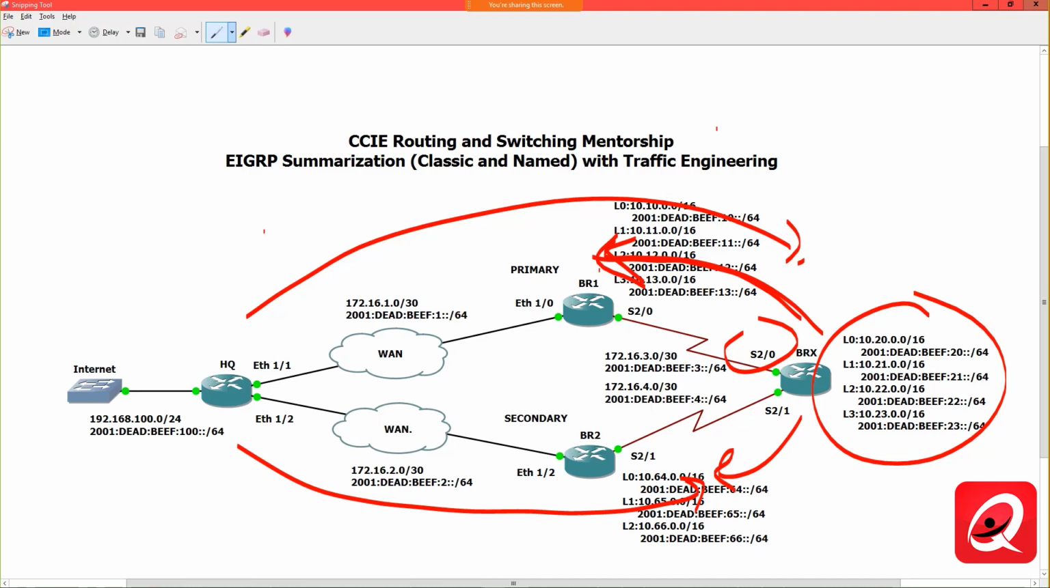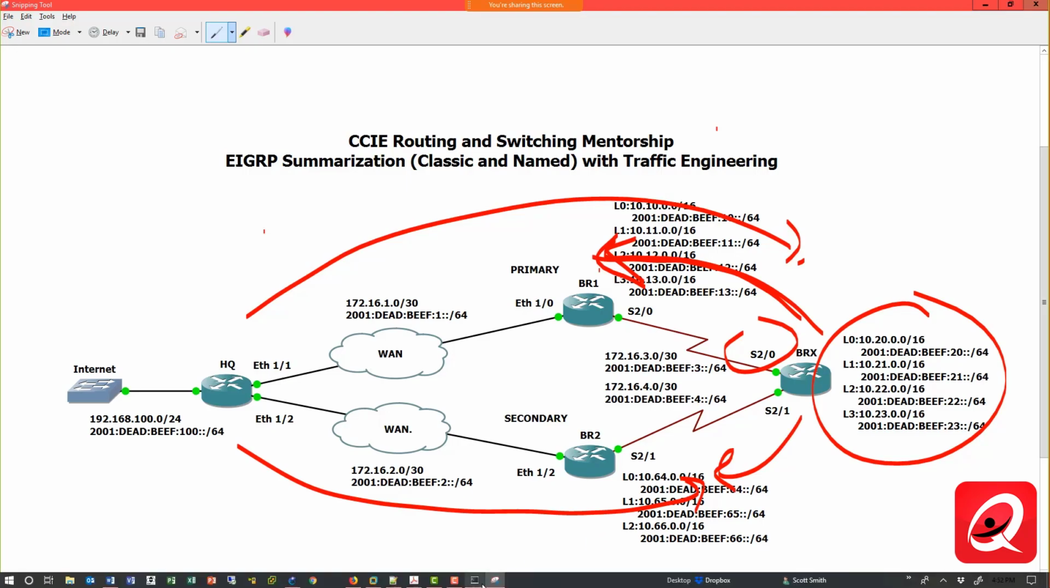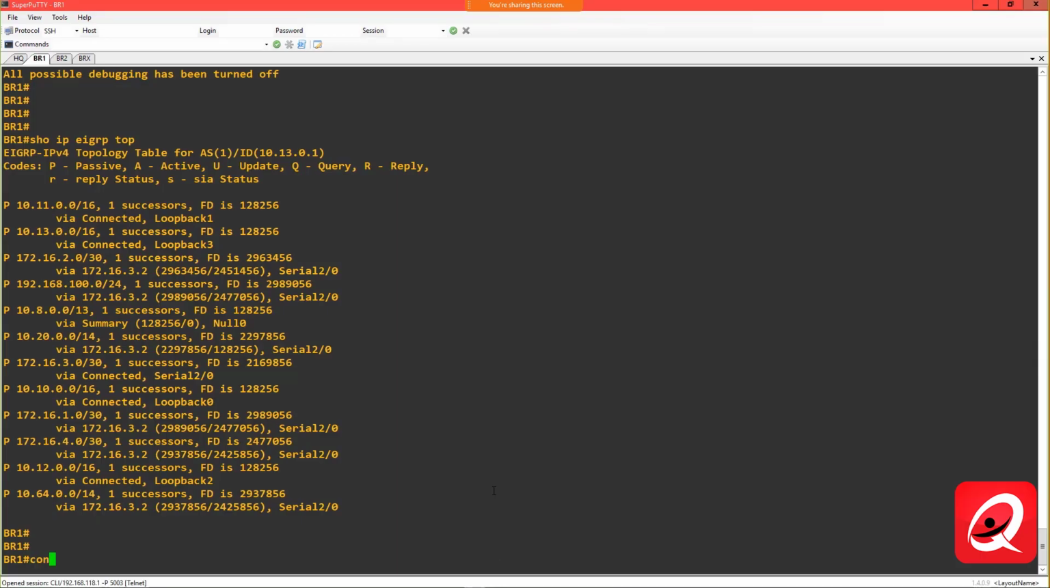That's what we're going to talk about in the next section as well, which includes how do we do traffic engineering. We're going to talk about leak maps and how I can leak routes out of a summary if I wanted to, say, leak specific routes out of a summary. All right. So we could be really, really generic. We could be more specific.